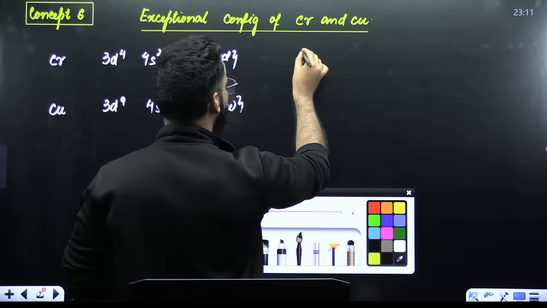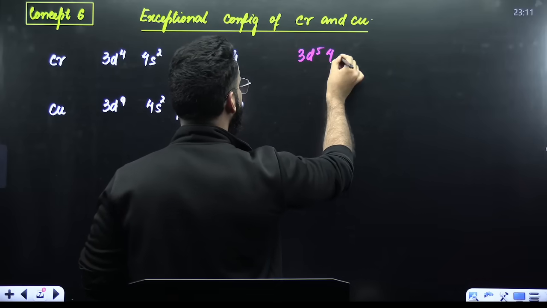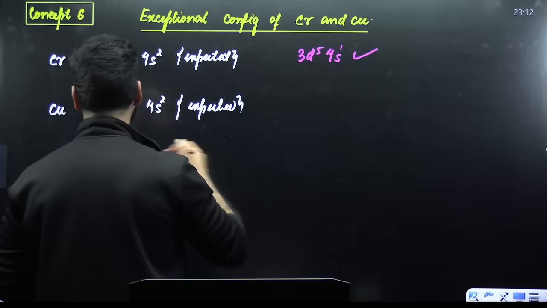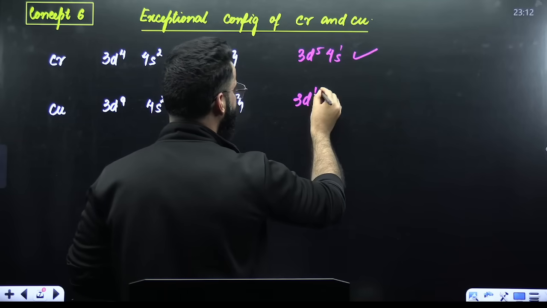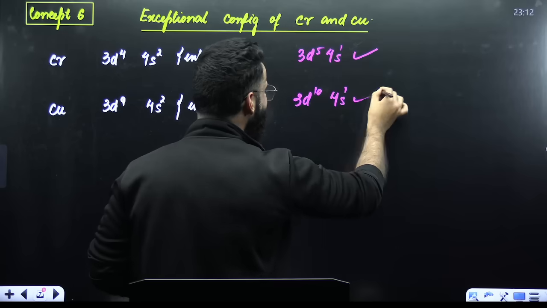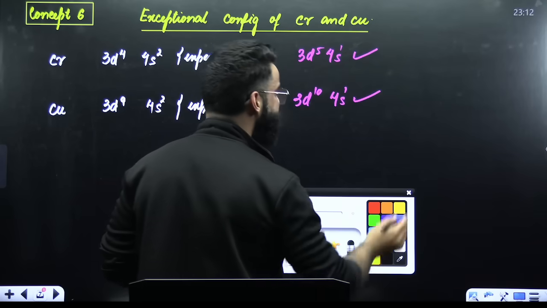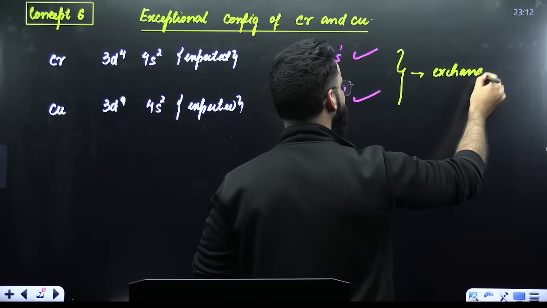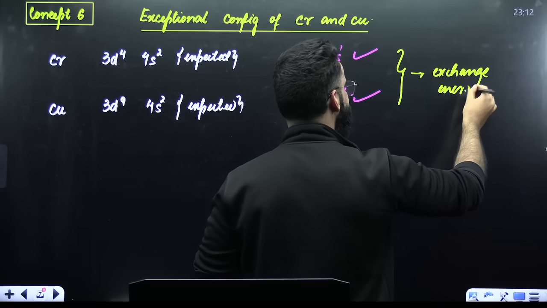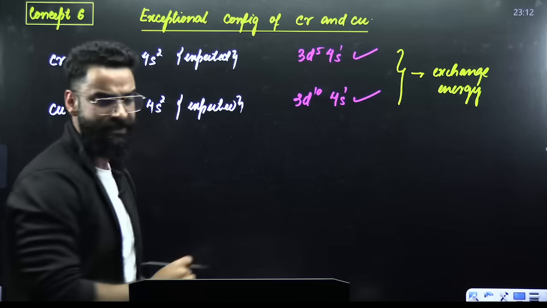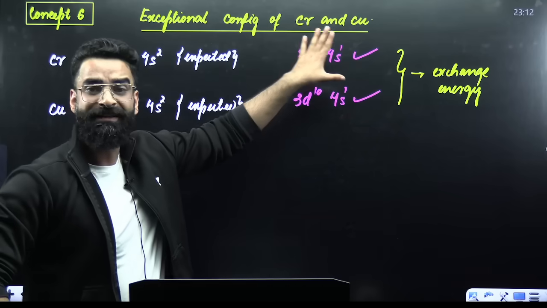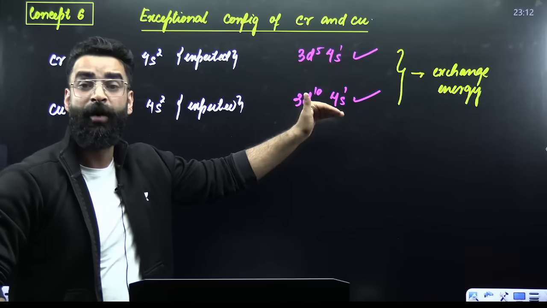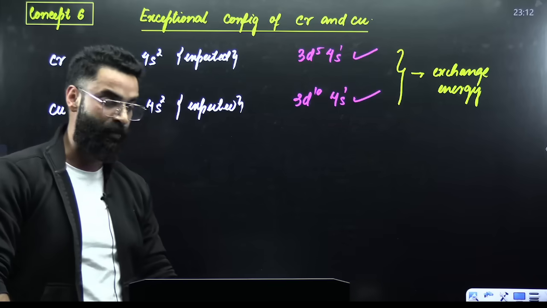Actual configuration of chromium is 3d5 4s1. This is the actual configuration. And actual configuration of copper is 3d10 4s1. And why does this happen? The reason is mainly because of the exchange energy. So remember this as well. The reason is exchange energy. Perfect. So my dear students, these are the actual configurations of your chromium and copper, and these are the expected configurations of your chromium and copper.